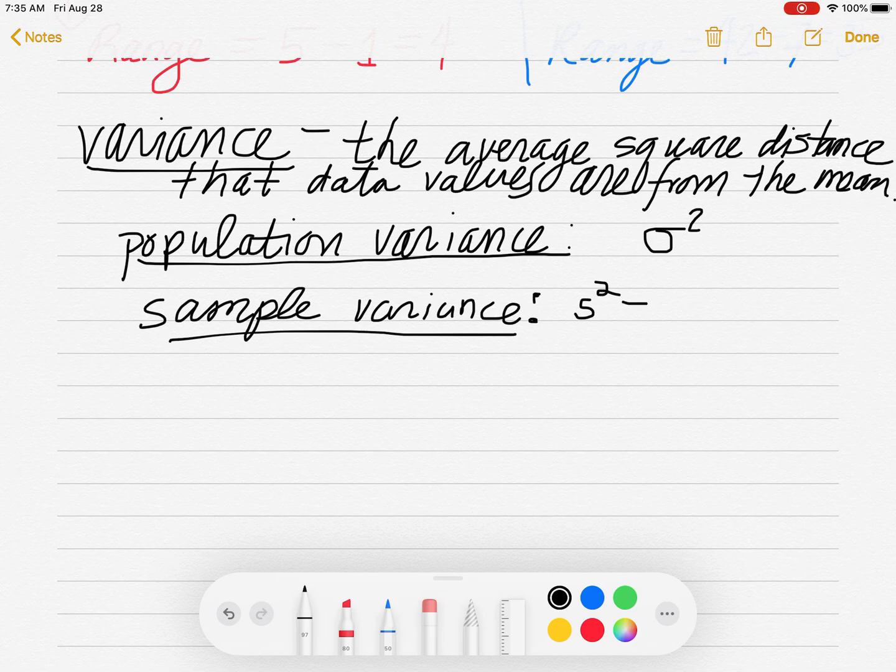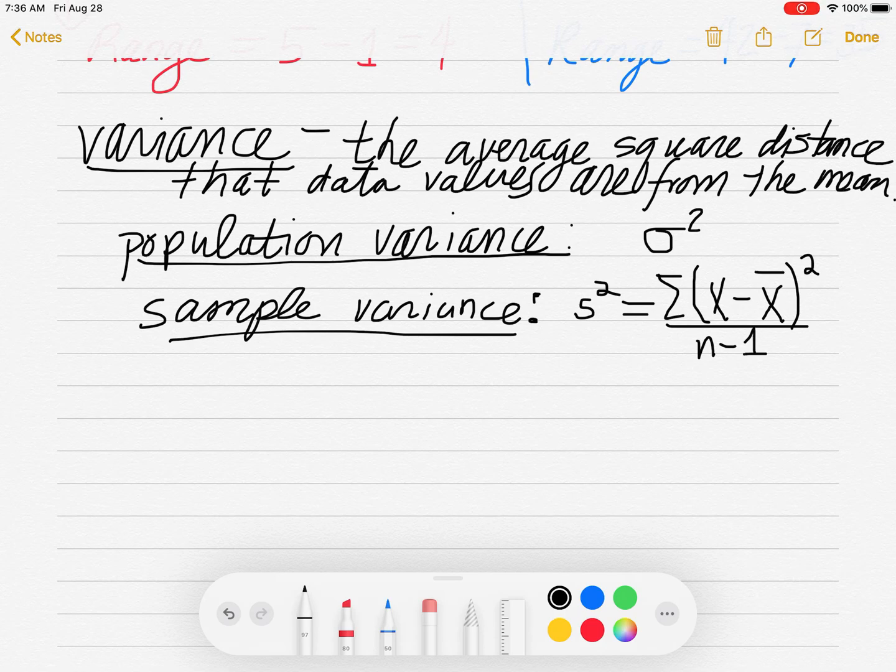Now, the way you calculate that, I'll give us a formula here. First of all, you're going to have to calculate the mean, the average, which we call x bar. And then you're going to take every single data value x and subtract the average. So you take every data value minus the average, you square that, and then you add all those up. And after you add all those squares up, you're going to divide by n minus 1, where n is the sample size.